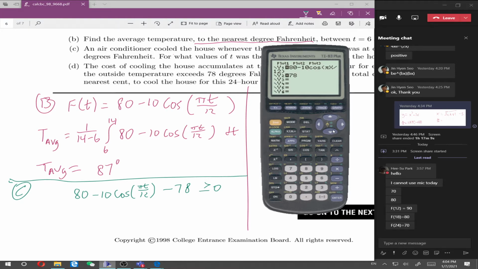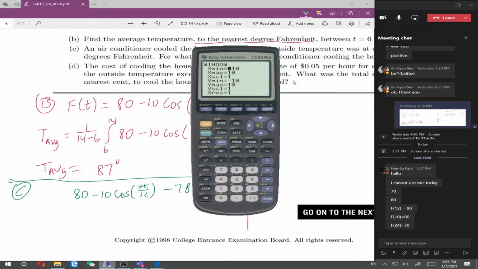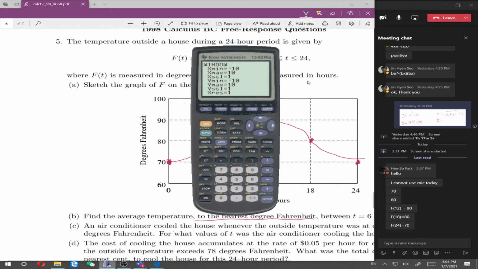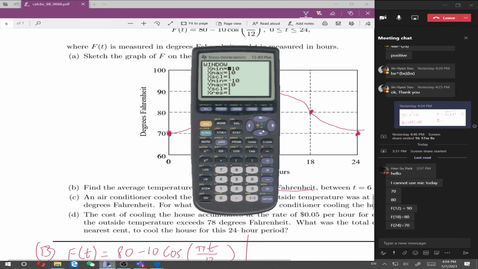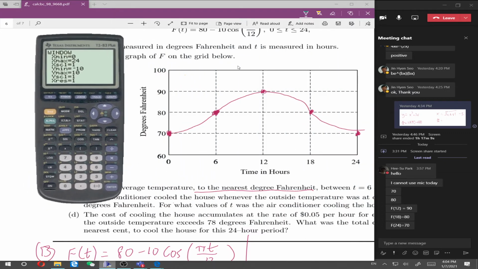78. And then if I want to graph this, I want to make sure that I can see up to 78 on times that are between 0 and 24. So my x needs to go from 0 to 24. And my y value needs to go all the way up to, I'm going to match the window that they have here, so I'll go up to 100. And we'll graph that.